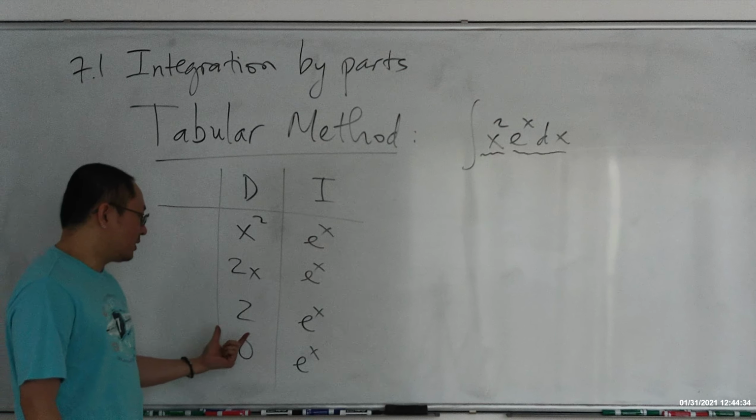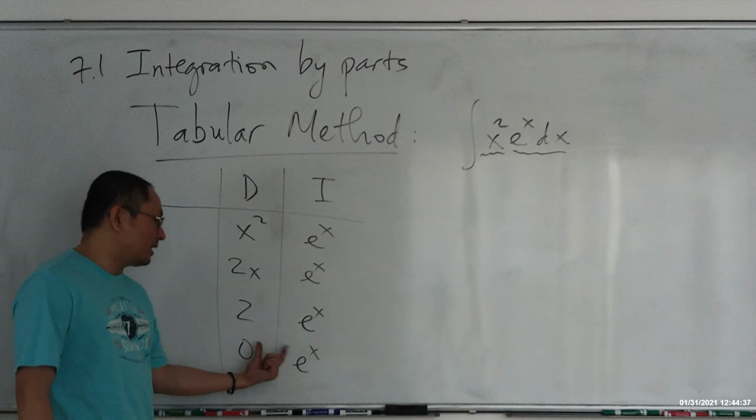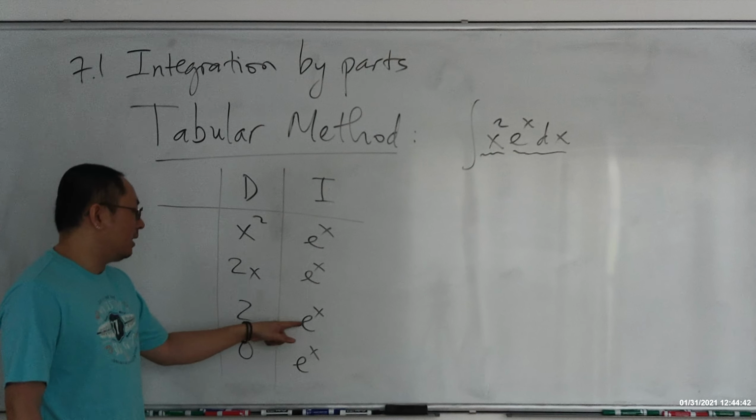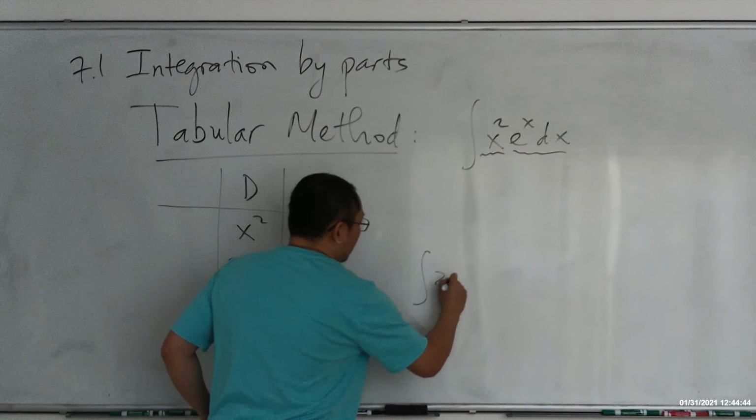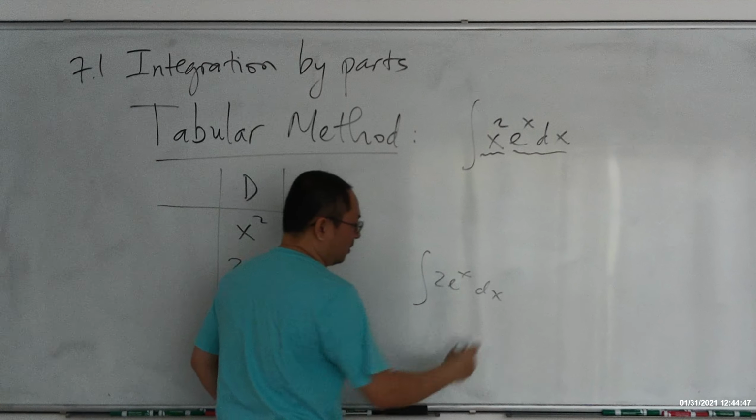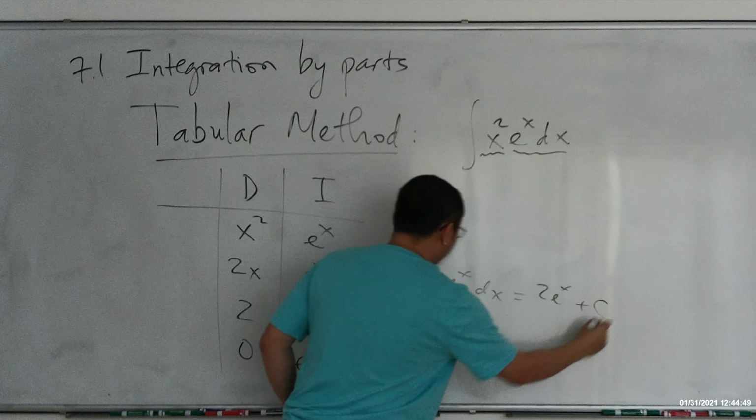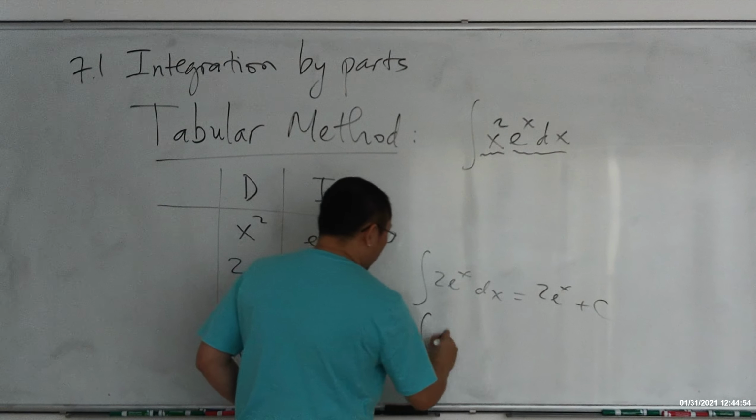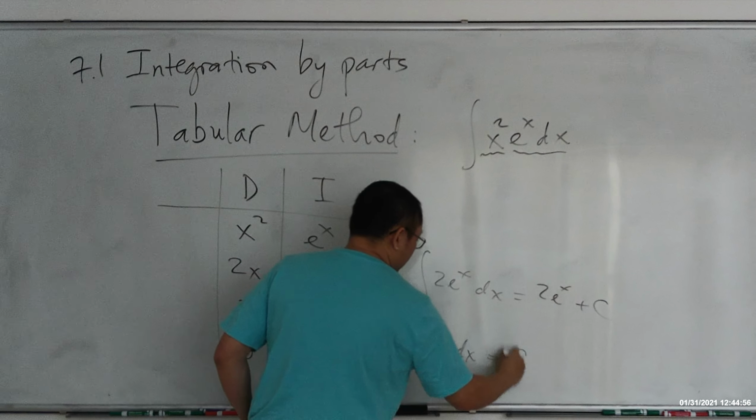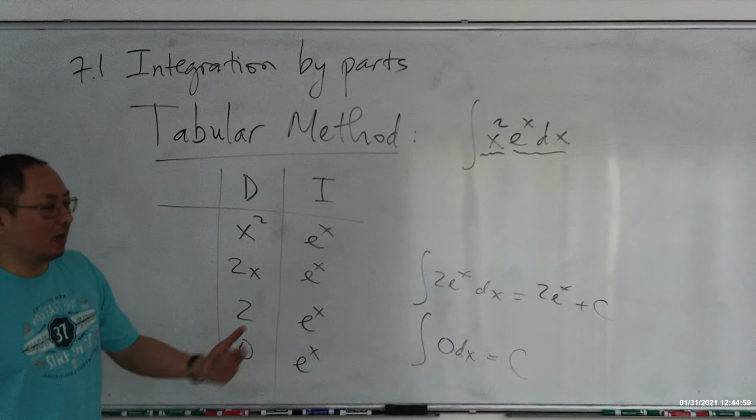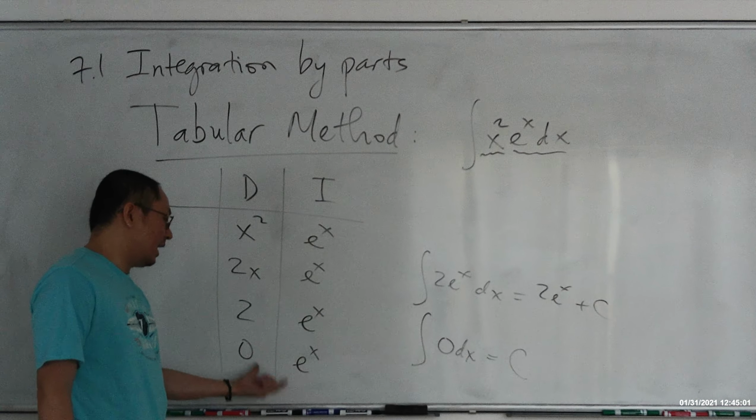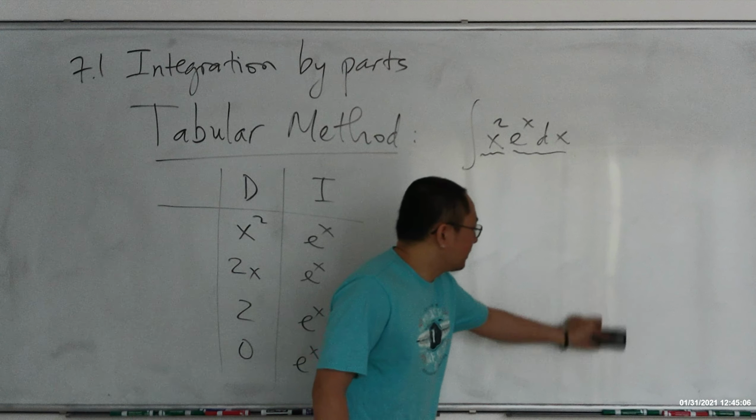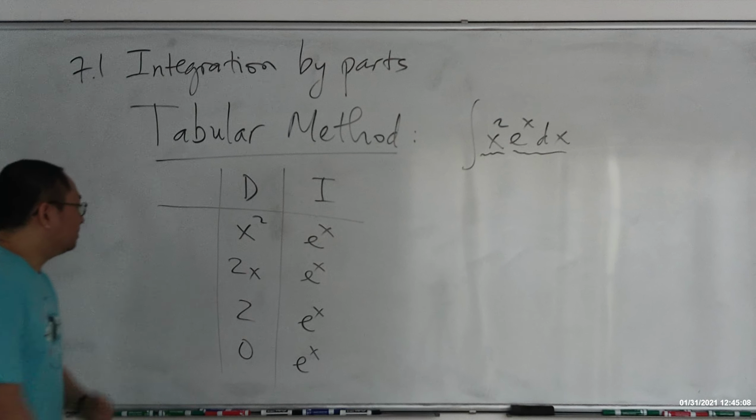And the hint is this: you stop whenever the product of the two terms is easier to integrate. I can stop right here because I can integrate 2 times e to the x. Integral of 2 e to the x dx is doable, right? 2 times e to the x plus c. Or I can stop right here, because 0 times e to the x is 0, and the integral of 0 dx is c, the constant. I can stop at any time I like, whenever I see that I can integrate that product, I will stop my derivative and integration calculation.